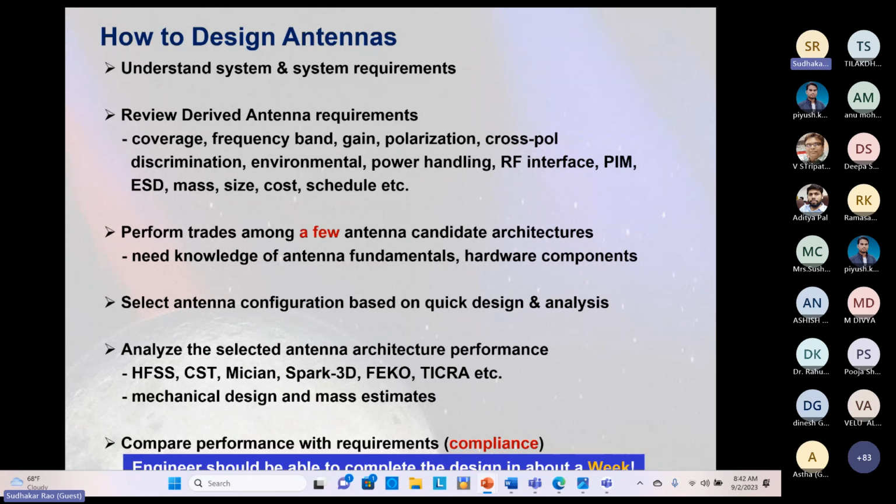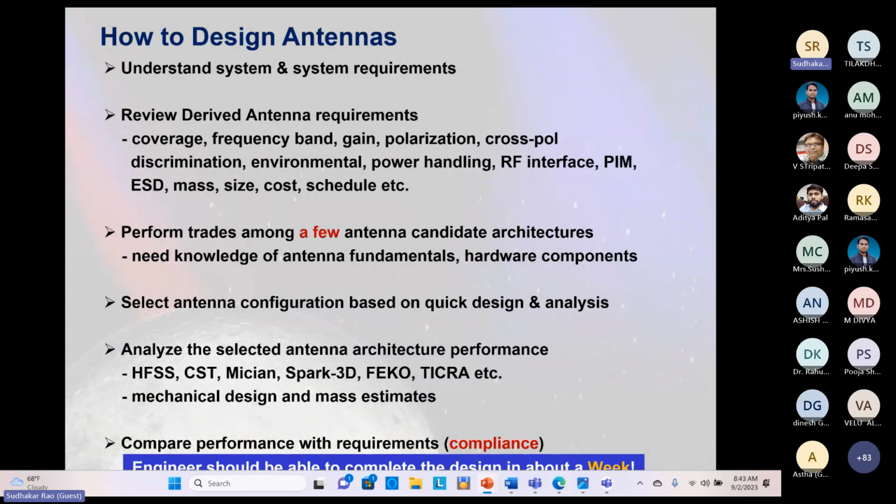PIM, passive intermodulation. I won't talk too much about it, but you can read in my book. That's also important because you don't want any intermods, because all these satellites have multiple channels. So when these different channels beat against each other, they produce intermods, and you don't want these intermodulated signals falling into the receive bands, because the receive is very sensitive. So you don't want to blow up the LNA. So you have to make sure that you provide enough PIM protection for your hardware.